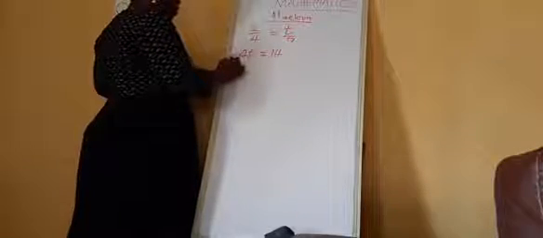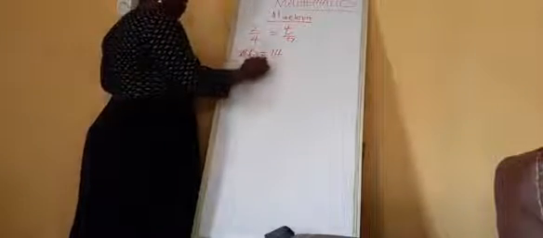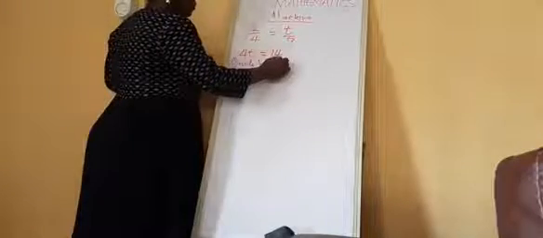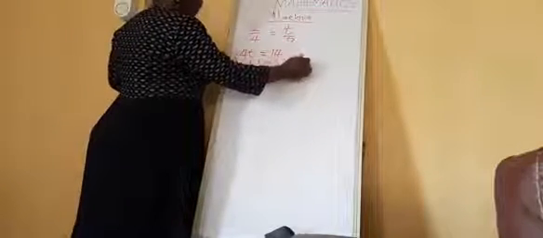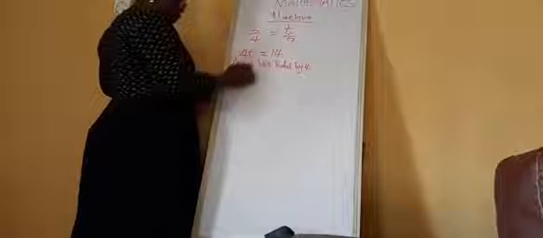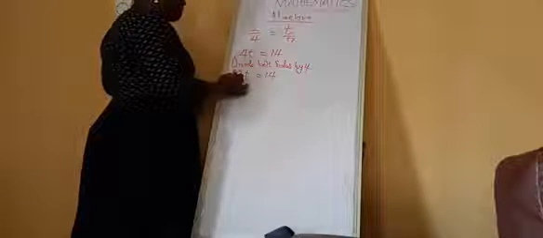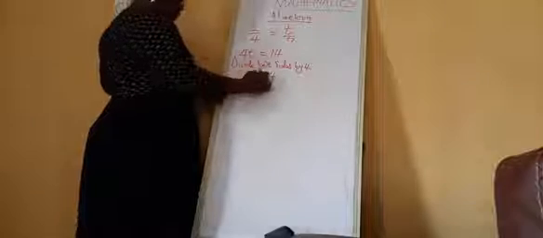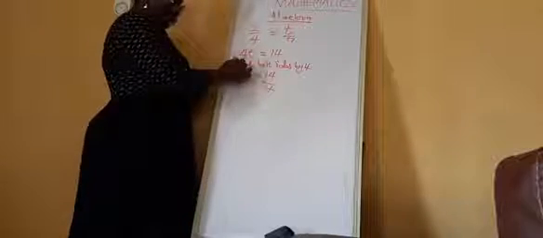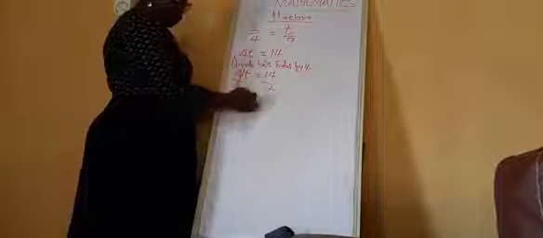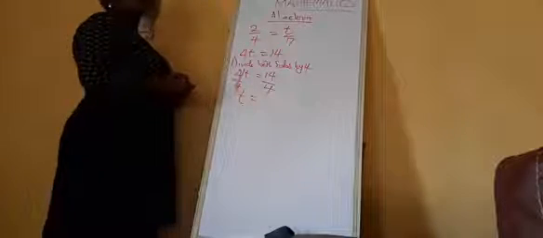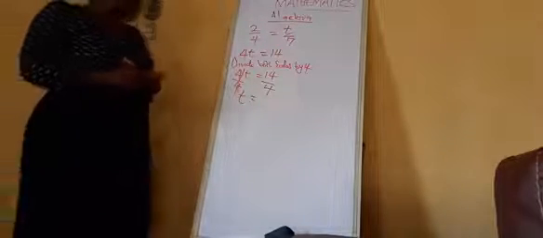So divide both sides by 4, so that you have 4T is equal to 14. So divide by 4 and divide by 4. This one will cancel. You have T is equal to. Look at the question very well.